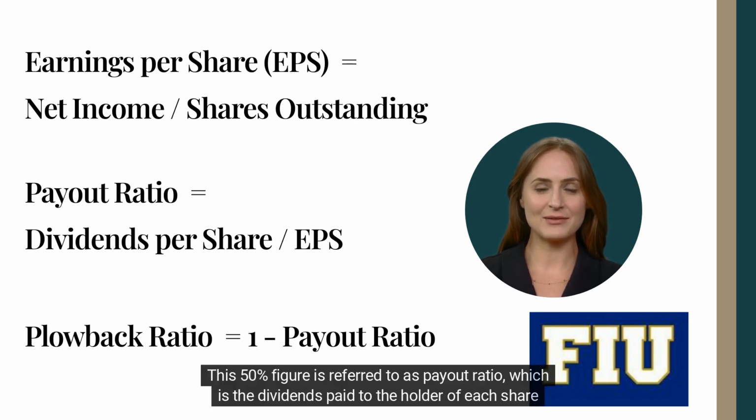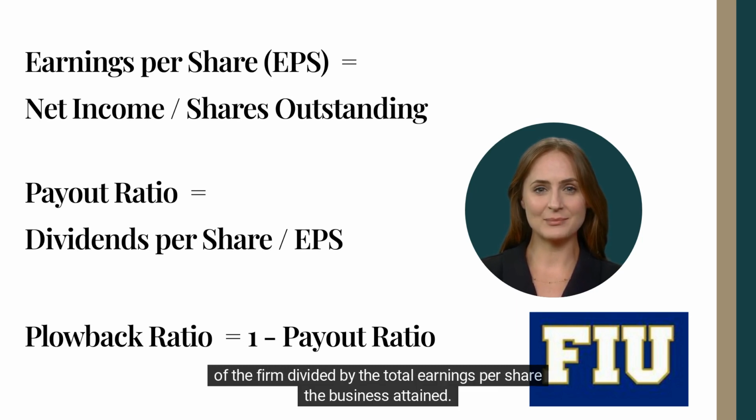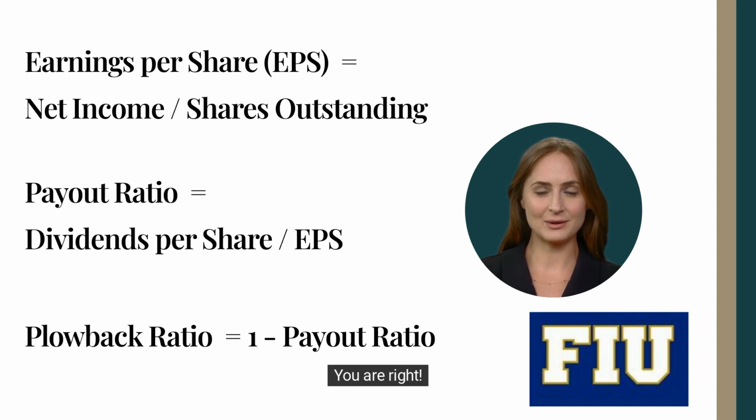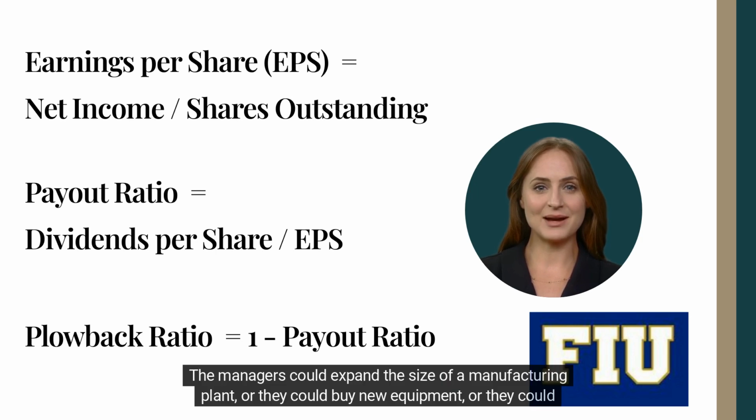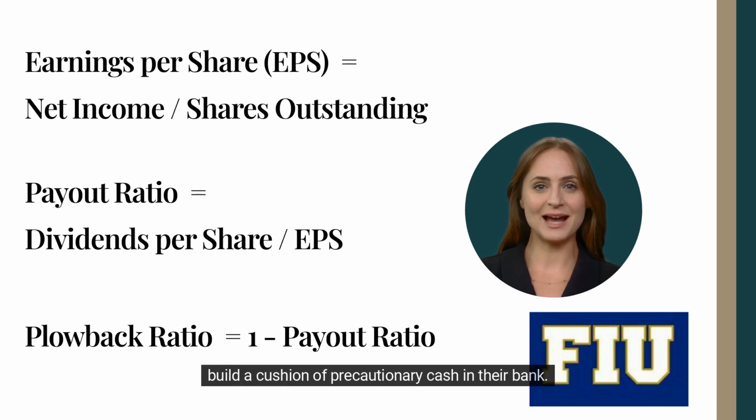This 50% figure is referred to as payout ratio, which is the dividends paid to the holder of each share of the firm divided by the total earnings per share the business attained. What happens to the other 50% since the firm does not distribute it to shareholders? You are right. The firm will reinvest it. The managers could expand the size of a manufacturing plant, or they could buy new equipment, or they could build a cushion of precautionary cash in their bank.